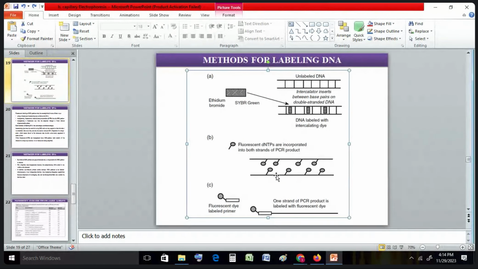Okay, so these are the three methods that people are using. The last method is very popular. It will be cost effective and more efficient in terms of specificity. That's why people are using the fluorescent label primer frequently compared to the other.